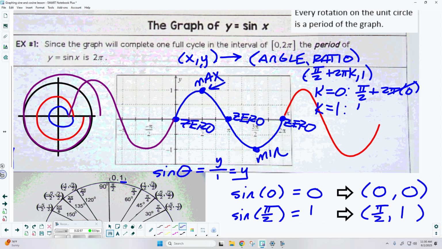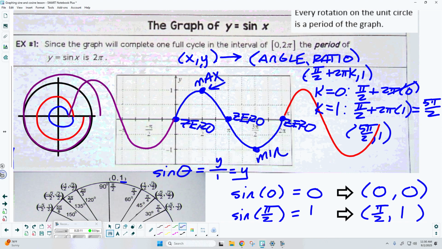Okay, so that would be pi over 2 plus 2 pi times 1. Well, if you go ahead and do the algebra here, you end up with 5 pi over 2, comma 1. So that would be this very next maximum right here. If I plugged in k equals 2, I'd get the next maximum. K equals 3, I'd get the next one. Even if I start plugging in k equals negative 1, it's going to start giving me maximums in the other direction.